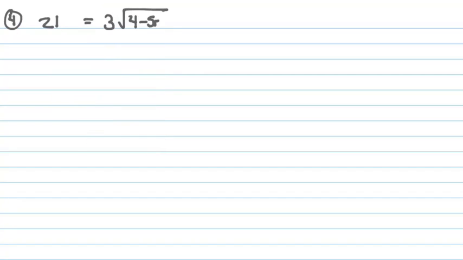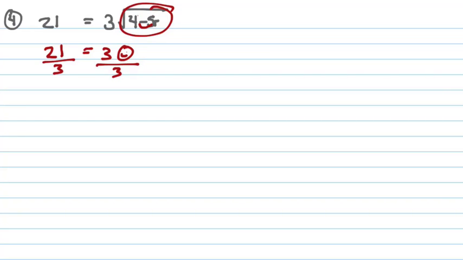Let's do one more like this. So in this case, when I'm trying to get my square root by itself, I have 3 times my square root. And so to undo that, I need to divide both sides by 3. So 7 is equal to that smiley face, which was the square root of 4 minus 5r.